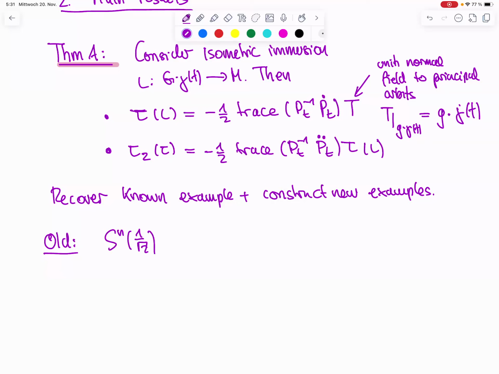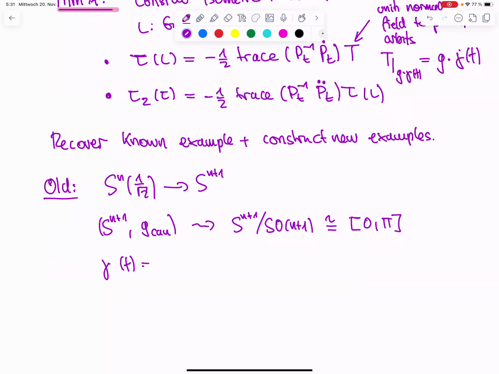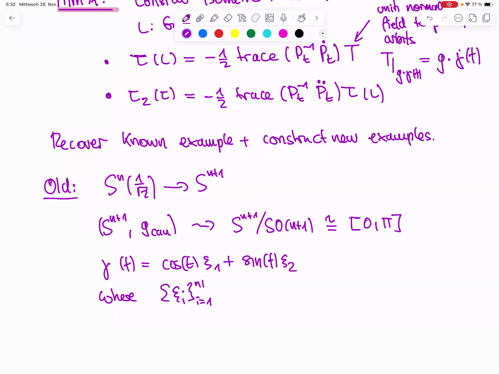sphere of radius 1 over square root of 2 in S^(n+1). So we take the round sphere, endowed with the natural SO(n+1) action, and the orbit space is then isometric to the closed interval of length pi, and the normal geodesic we fix is cosine t psi_1 plus sine t psi_2, where these psi_i, i running from 1 to n+2, constitute the standard basis of the Euclidean space R^(n+2).